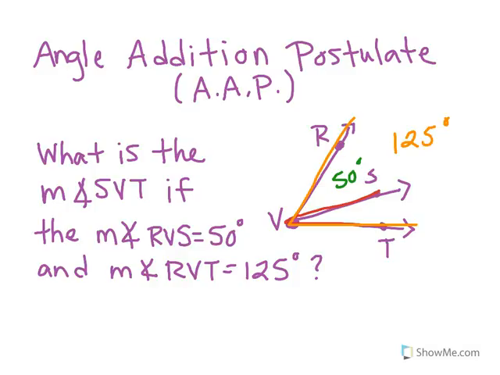So just by looking at this picture, if I'm trying to find this missing angle, which I'll just call X, I know for a fact that that 50 degrees, when I add that to X, it should add up to give me the entire measure, which is 125 degrees. So what do I have to add to 50 to get 125 degrees? It should be 75 degrees. So that's the Angle Addition Postulate. All right, we're about to look at the last thing.